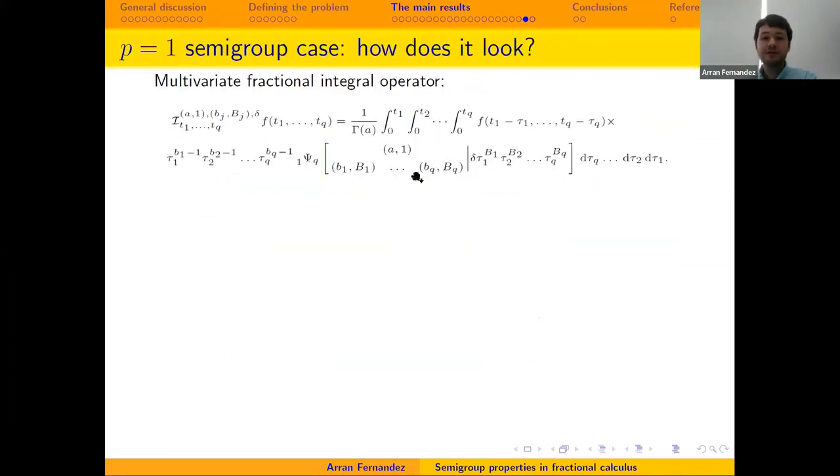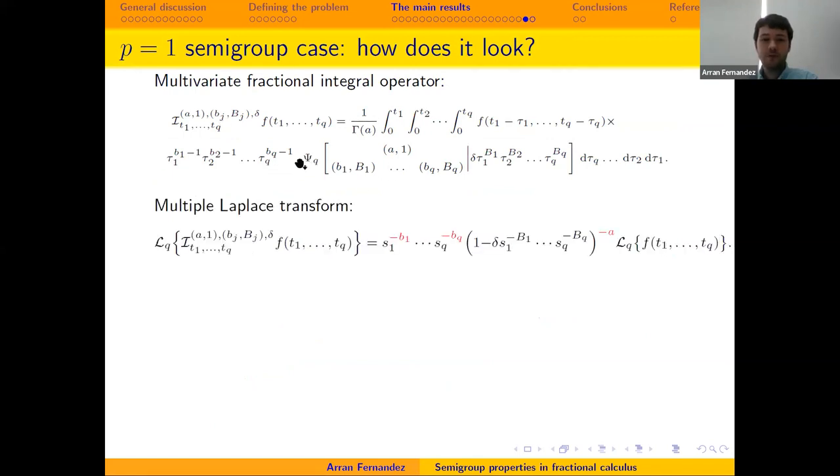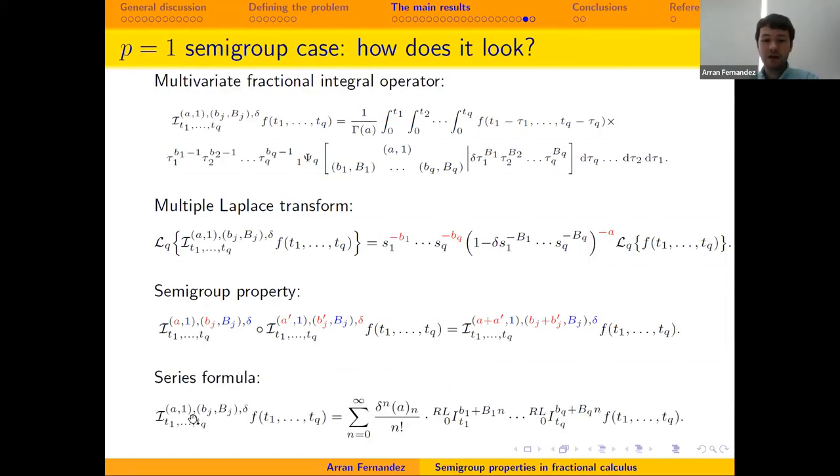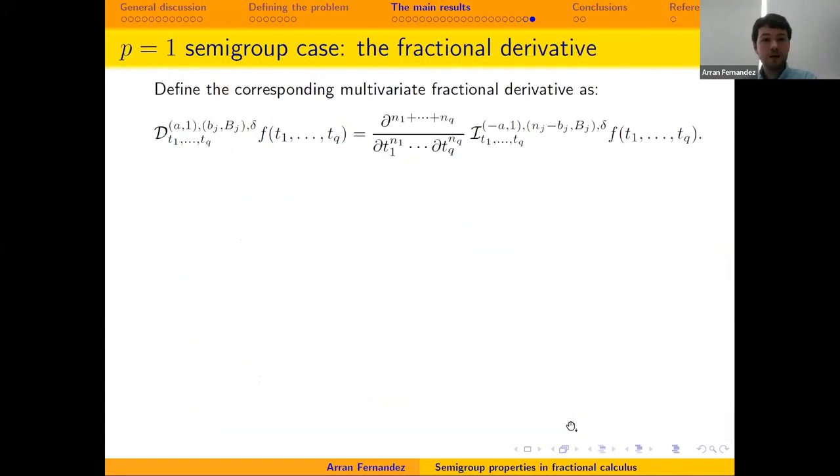For the p equals 1 case, here is the multivariate integral operator, psi 1q. The multiple Laplace transform, again, all the semigroup parameters, the red things, appear in exponents. The little a and the little b's, they're all exponents. You have this semigroup property. And here is the series formula. It looks very much like the Prabhakar series formula, except that you have a multiple Riemann-Liouville integral there. Here is the fractional derivative, again defined by a repeated partial derivative.